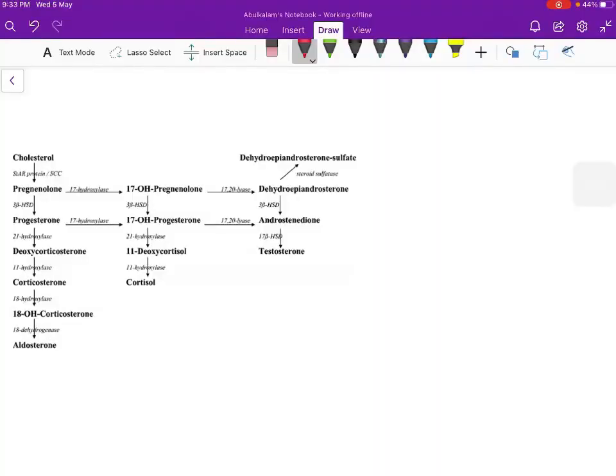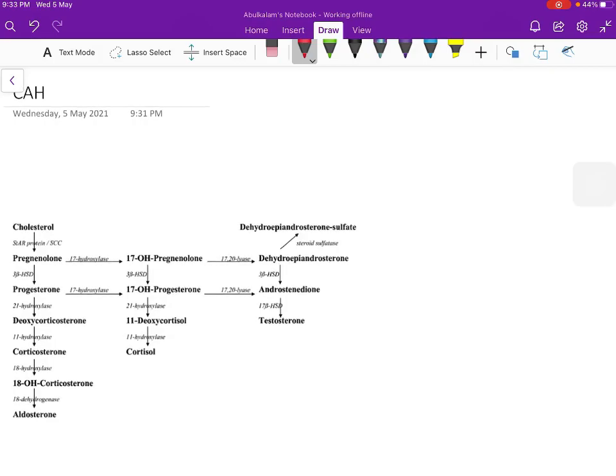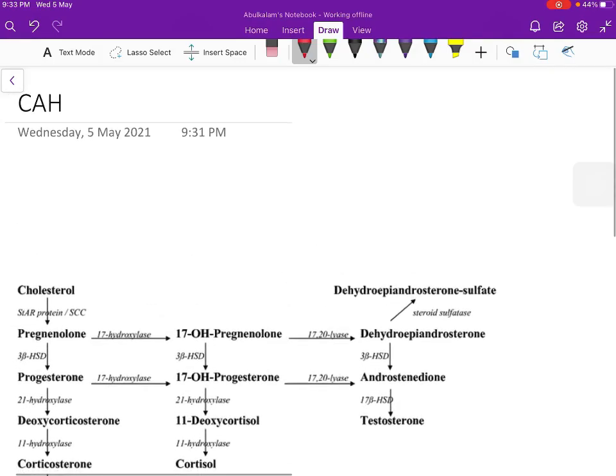Hello everyone. The topic for today's discussion is congenital adrenal hyperplasias. So first of all, the question arises: what are congenital adrenal hyperplasias? Basically, it comprises a group of disorders in which the primary pathology is raised ACTH, adrenocorticotrophic hormone. This raised ACTH in CAH will lead to adrenal hyperplasia, right? Hence giving the name congenital adrenal hyperplasia.